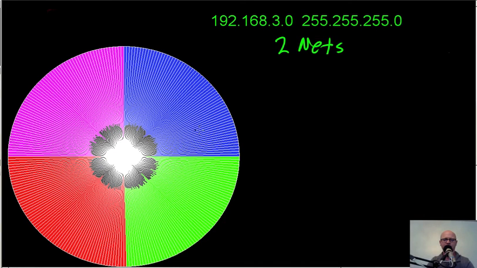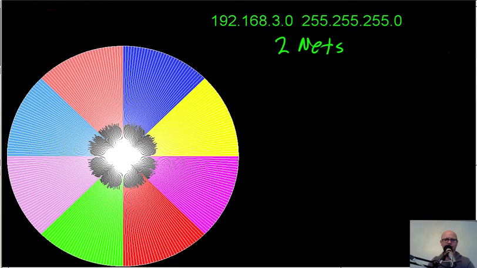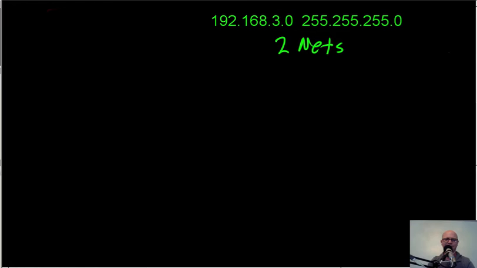You're just taking a big chunk of numbers and splitting it in half, or splitting it into 4s, or you could even split it up into 8s. But that's a really crude graphical representation of what's happening when you're doing subnetting. But let's actually get to a question.